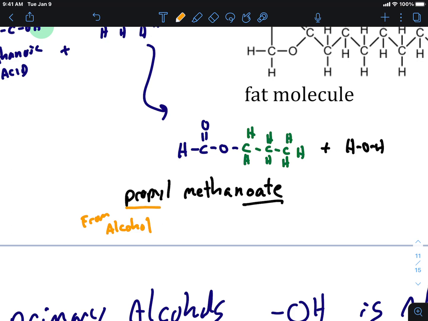So this is from the alcohol. This part's from the acid. And then make sure you use the right suffix.